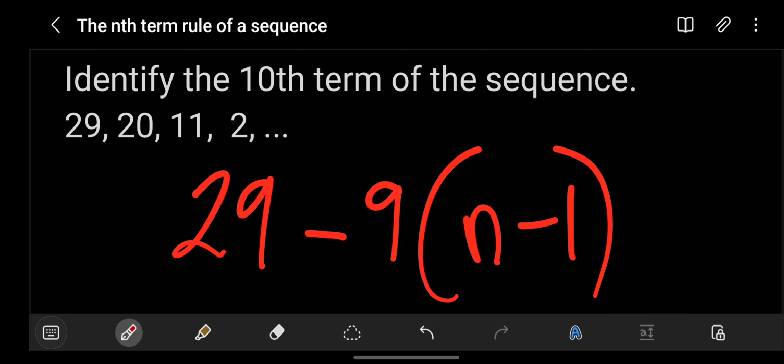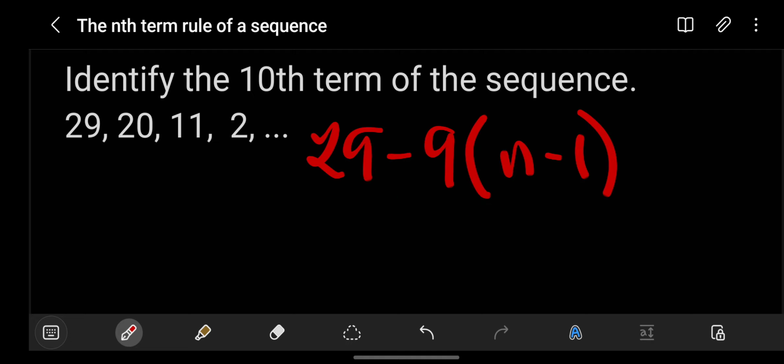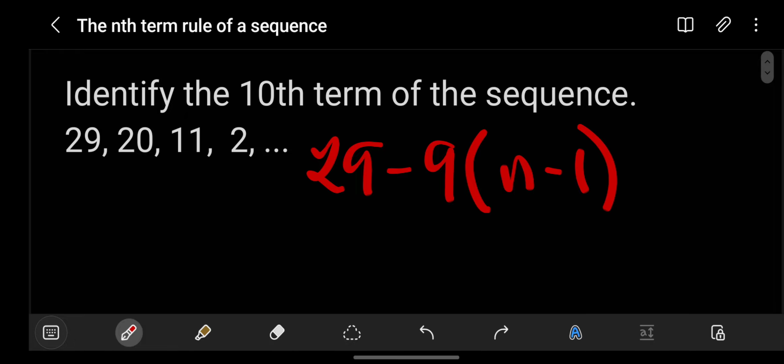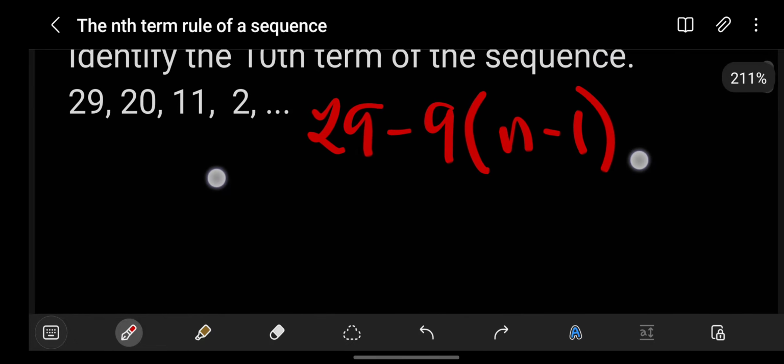Now, in finding the 10th term of the sequence, you have to substitute into this formula. In substitution, take note that we have to follow the MDAS rule. Let's substitute n. We just have to substitute n with 10, since you are asked to identify the 10th term. So we change the value of n to 10.